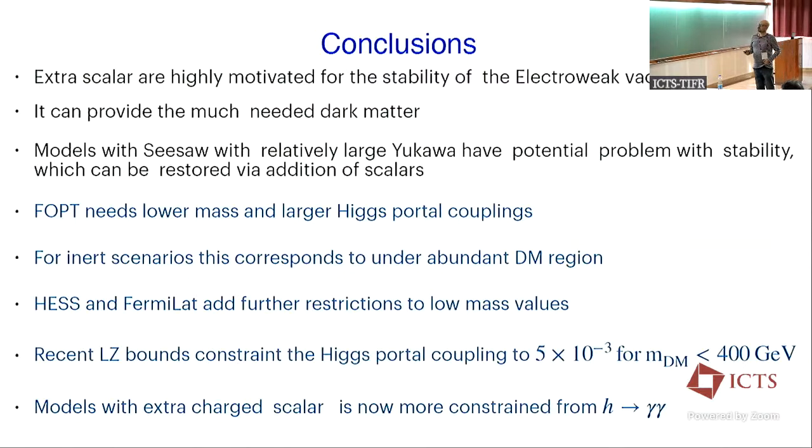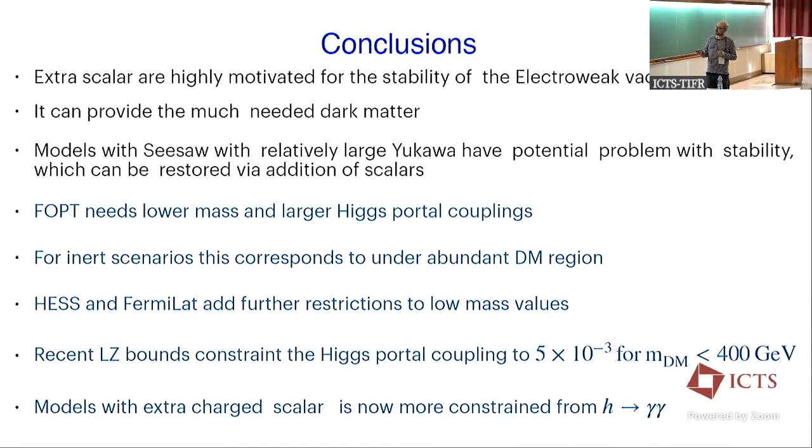So to conclude, the extra scalars are needed for vacuum stability, and they can provide dark matter if they're inert. And if you have seesaw models or any fermionic extension, then they can give you more stability. And first order phase transition, of course, is possible, but it is restricted by observation as well as theory. And we need to look into this very carefully.